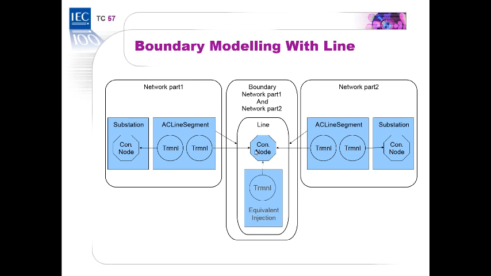So in the CIM, you know that the AC line segment should be part of a line. So the AC line segment needs a reference to the common line in the boundary. And the terminal at the AC line segment needs to have a reference to the connectivity node in the boundary.